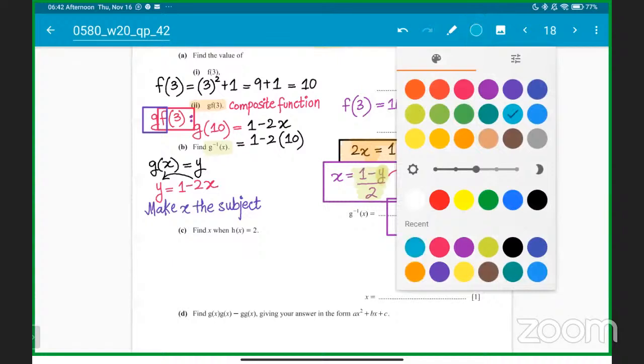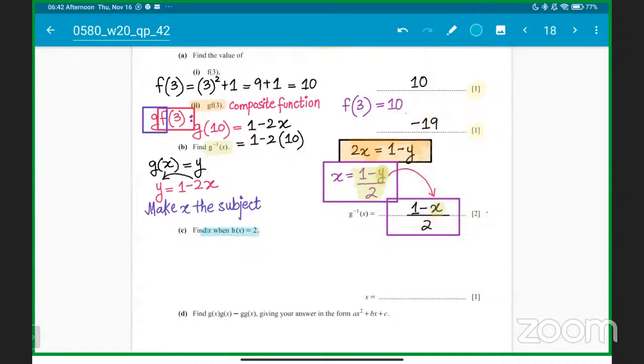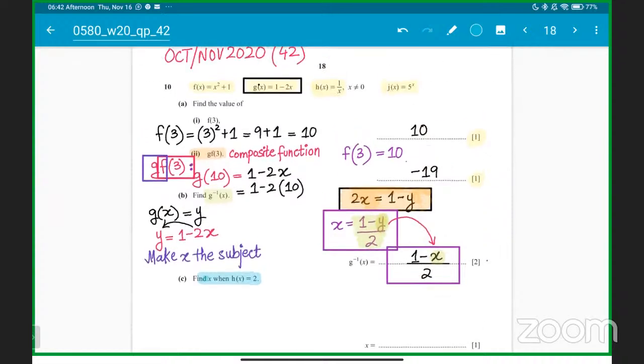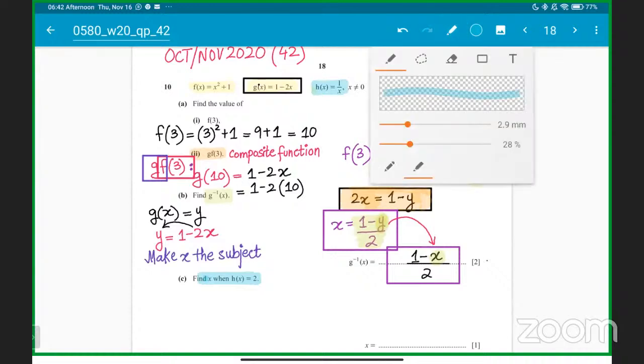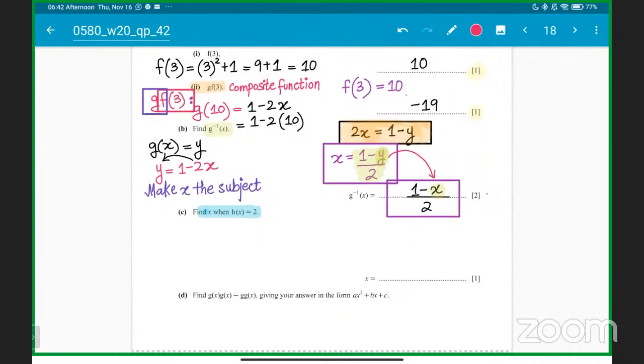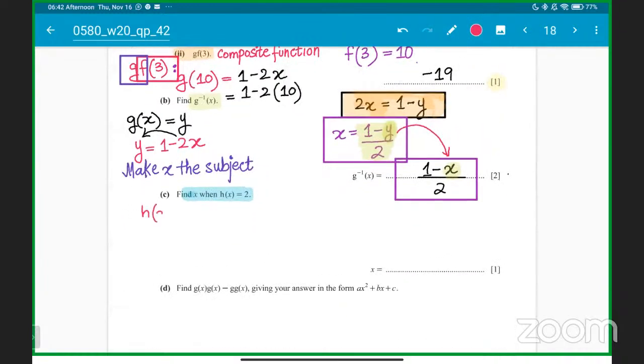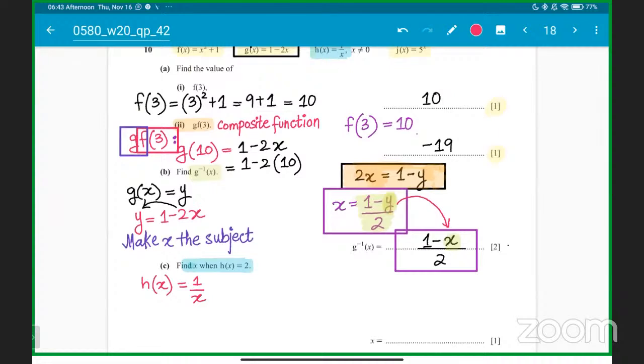Okay, everyone, moving forward. We have to find x when h(x) is equal to 2. So this is the function that we are going to take. Follow very carefully, students. You need to understand x and y values. The h(x) function is 1 over x. Okay, this is the function.